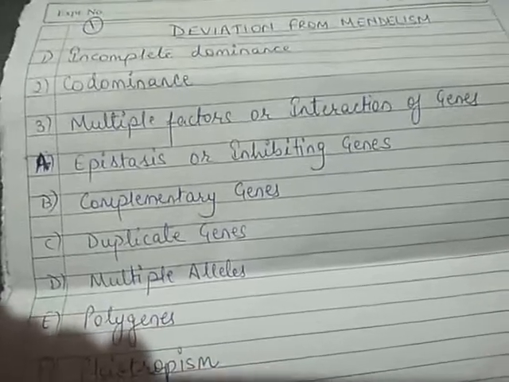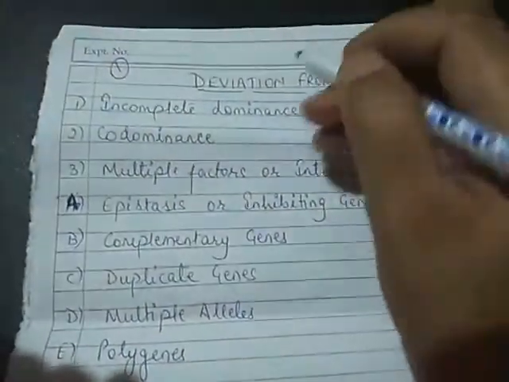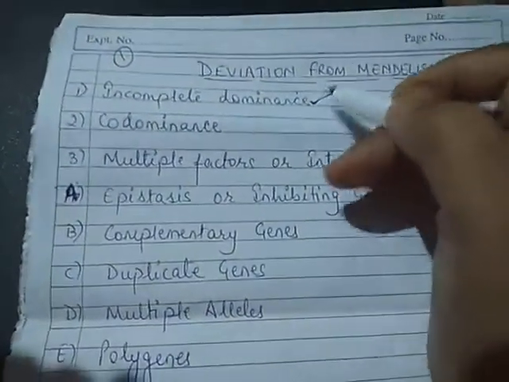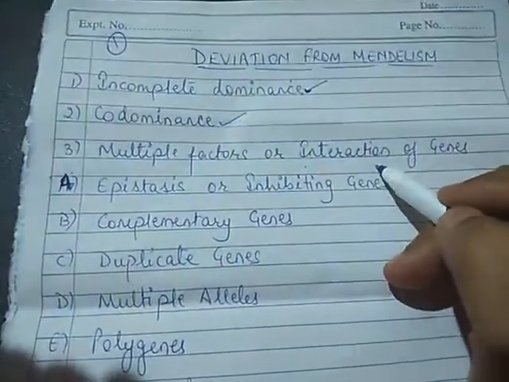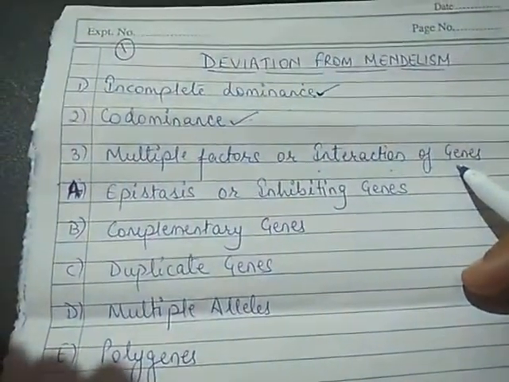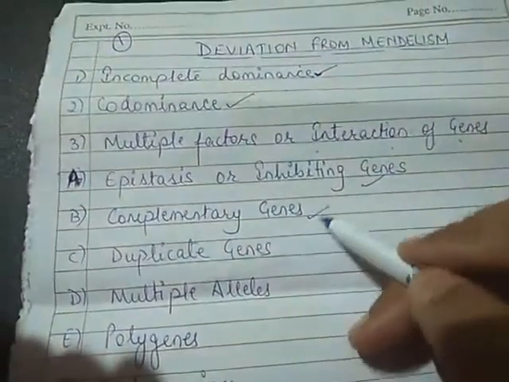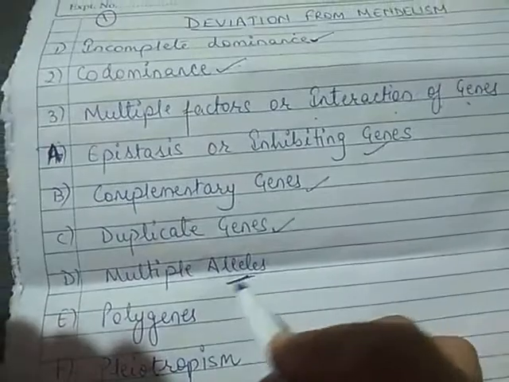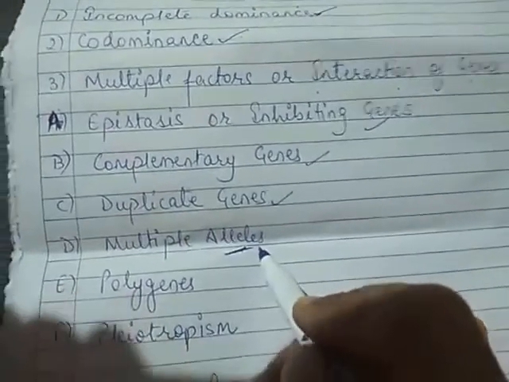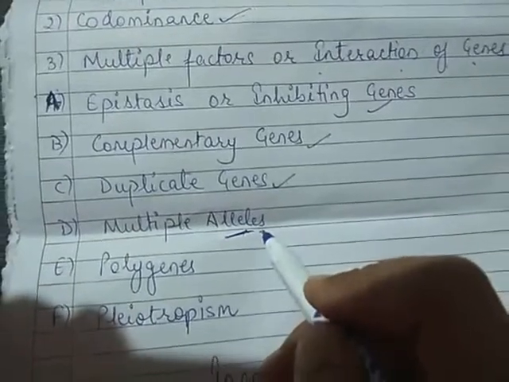Hello students. As we were doing deviation from Mendelism, we have already done incomplete dominance, we have done codominance, multiple factors or interaction of genes. Under this, I told you something about epistasis, complementary gene and duplicate gene. Now today we are going to elaborate multiple alleles. I'm going to give you some examples also.